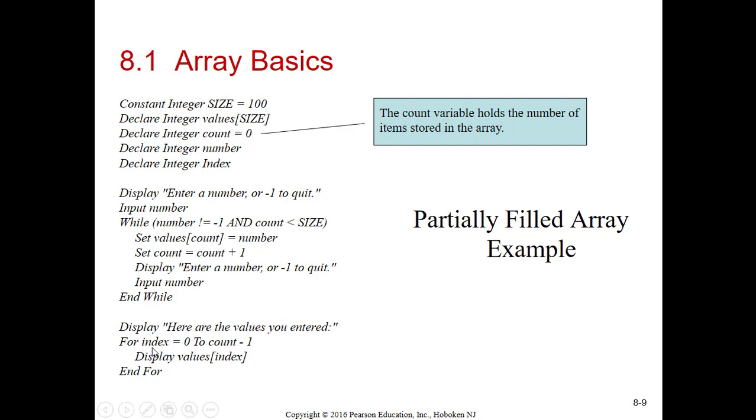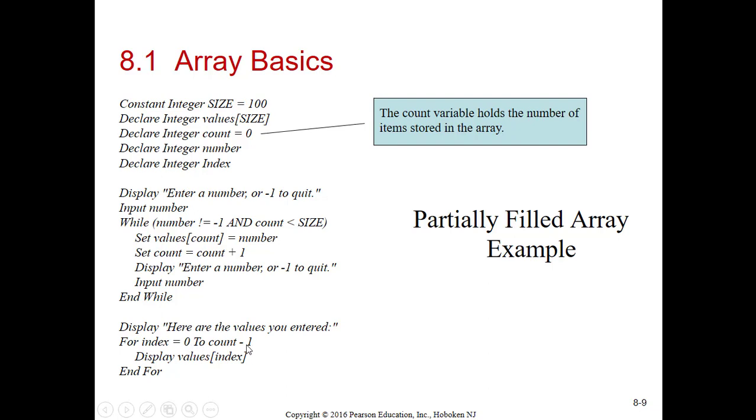Notice they're using a for loop on this. Remember, the for loop is good to use when you know how many times you need to process the loop. And in this case, we know we need to process it 100 times because of the size up here. And that's why on the for loop, they say index equals 0 to count -1.